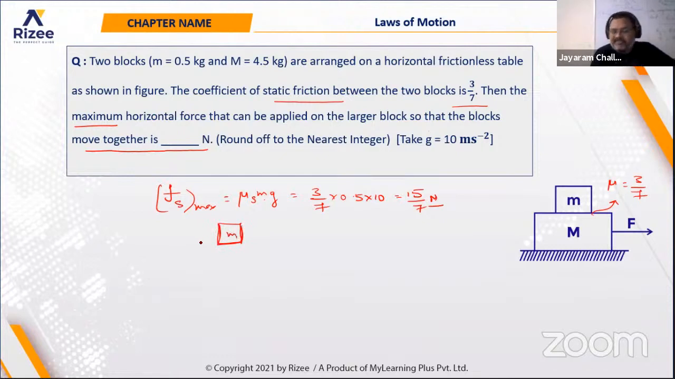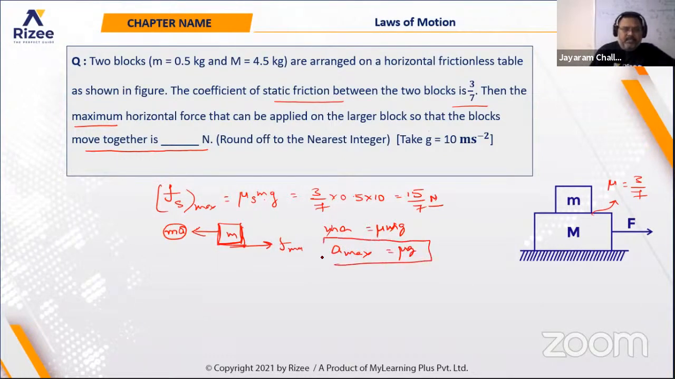Now the small m feels a force in the backward sense due to the acceleration, with the force of its mass, which is ma. In the maximum case, it has to be equal to the frictional force. That means ma is equal to mu into mg, so the maximum acceleration is nothing but mu g.